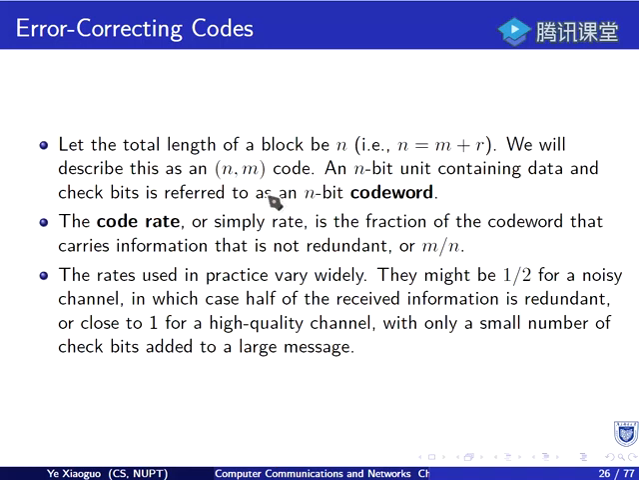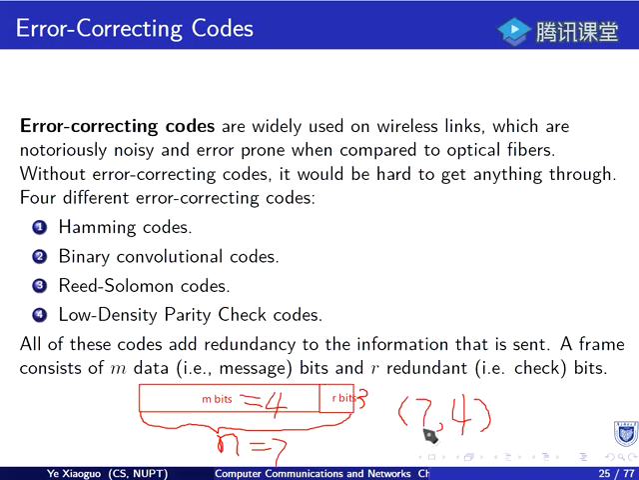An n-bit unit containing data and check bits is referred to as an n-bit code word. The code rate, or simply rate, is the fraction of the code word that carries information that is not redundant, or m over n.